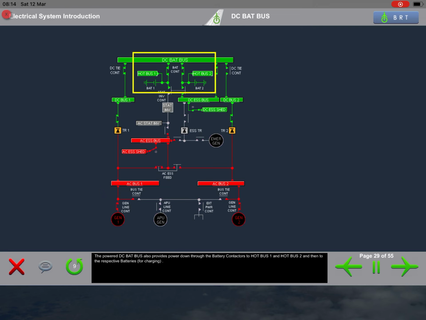The powered DC battery bus also provides power down through the battery contactors to the Hot Bus 1 and Hot Bus 2, and then to the respective batteries for charging.